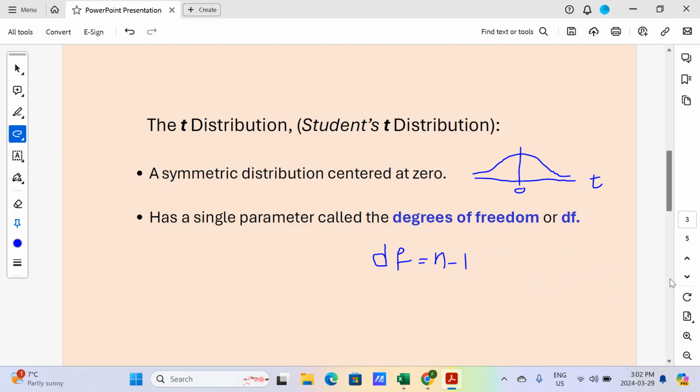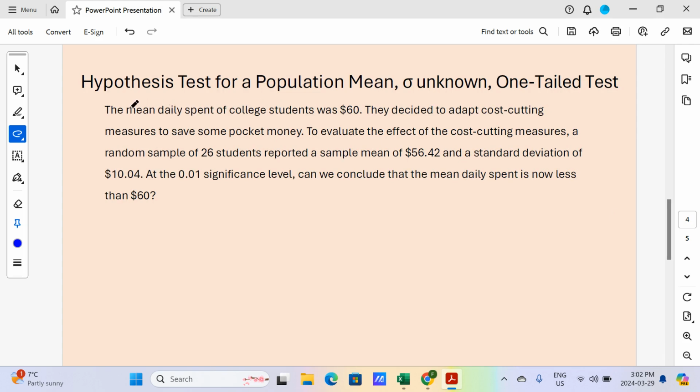Now, let's do a hypothesis testing for a question when population standard deviation is unknown. Look at this question. Question says the mean daily spend of college students was $60. We have a population of college students. The mean value of the mean daily spend of these college students is $60. Okay, so they decided to adapt cost-cutting measures to save some money.